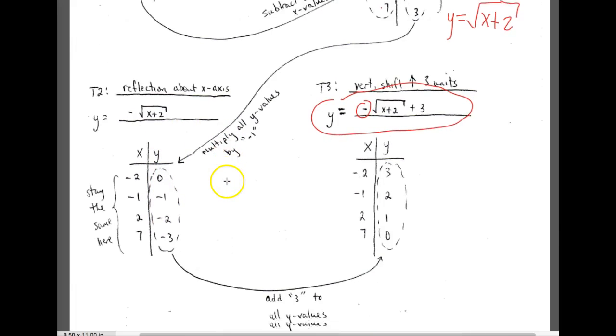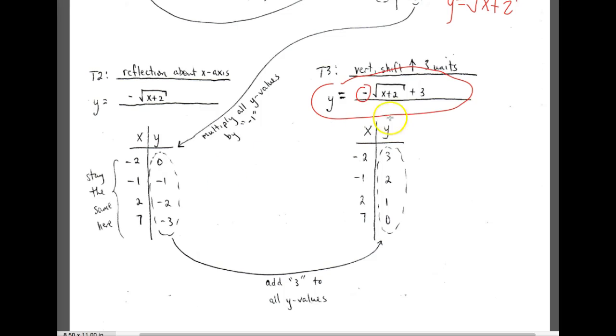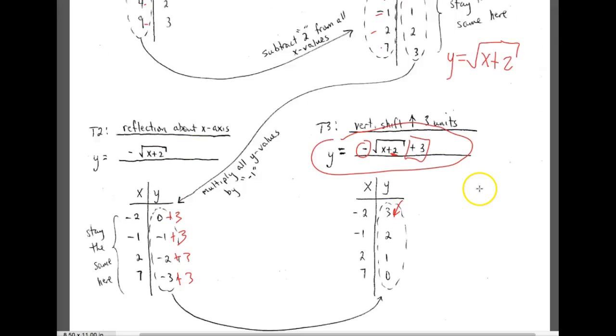Okay? And so now, after we're done with the first transformation and the second, of course, the third is the plus 3 here, which is a vertical shift up 3 units. So in that case, we would take all of our y values and add 3 to them. Okay? And so, of course, we see the results here. And if we were to graph these functions, then it would look something like this.